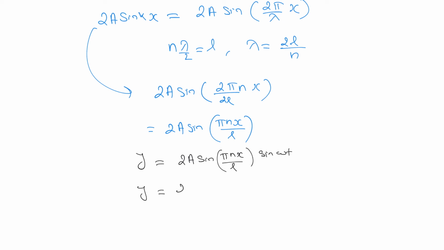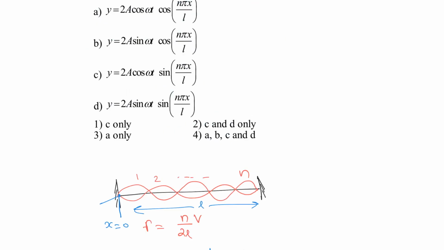So these are the possibilities. The amplitude is 2a sine of pi n x divided by L into sine omega t or into cos omega t, as possible. It depends upon the value of its initial phase. So according to the given options, we can say that this one, this and this one are possible. It can be cos omega t or sine omega t, into sine of n pi x divided by L.